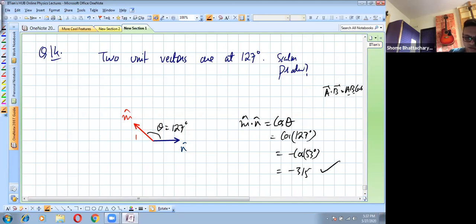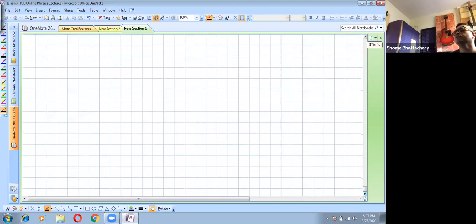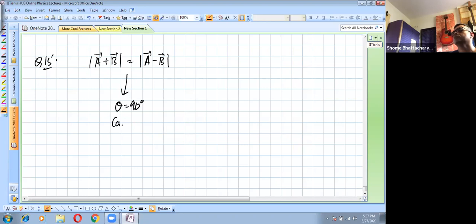Okay. And question 15 is like a repeat question actually. In question 15, it is given to you that magnitude of A plus B is equal to magnitude of A minus B. So this is something we know very well by now. Diagonals of a parallelogram are equal when it is a rectangle. So that means theta is equal to 90 degrees, or cos theta is equal to 0. So if that's the case, then A dot B by definition is equal to 0. So very simple question there. Okay.